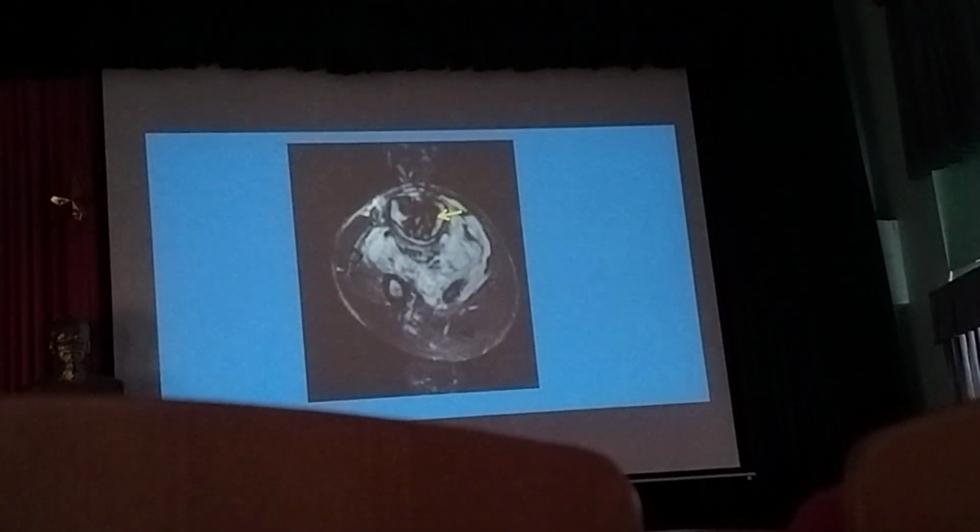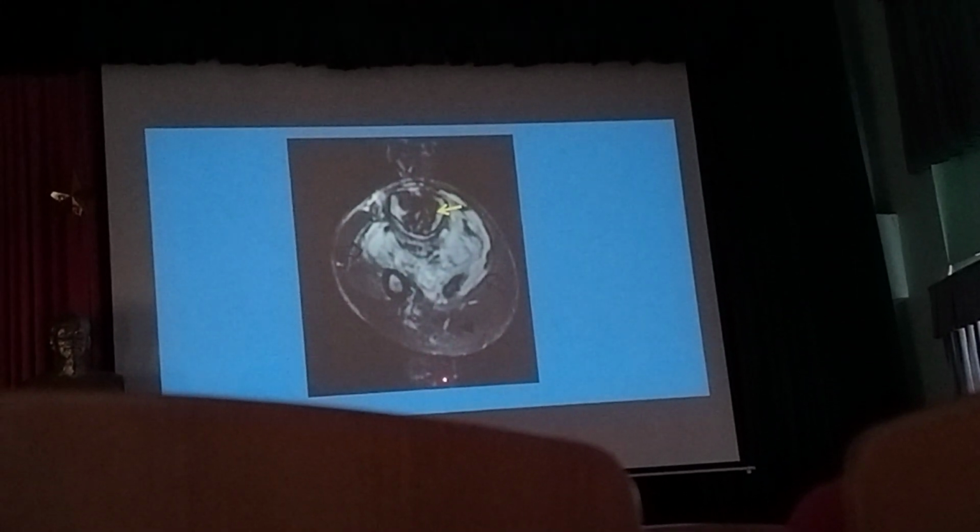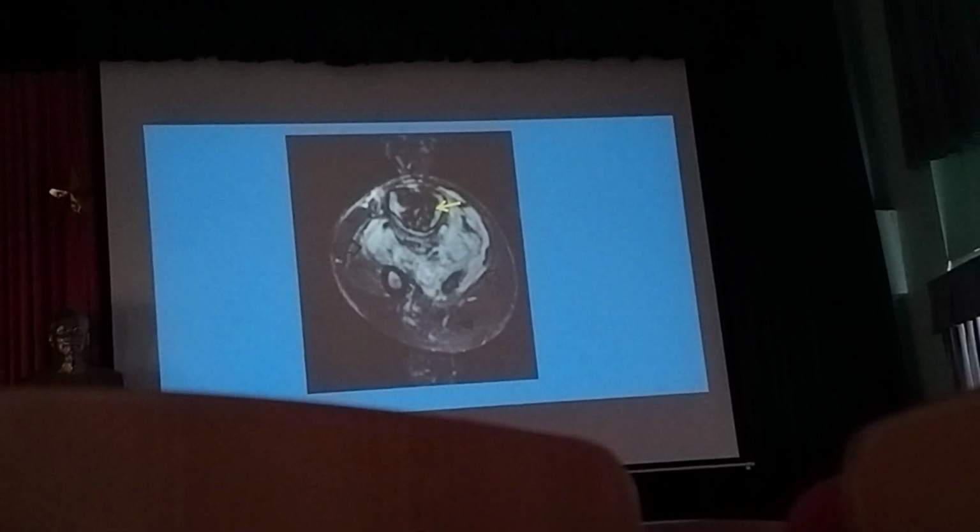So this area that has a band like this is the pulsation artifact on MRI that you're supposed to look at when you evaluate a soft tissue mass.